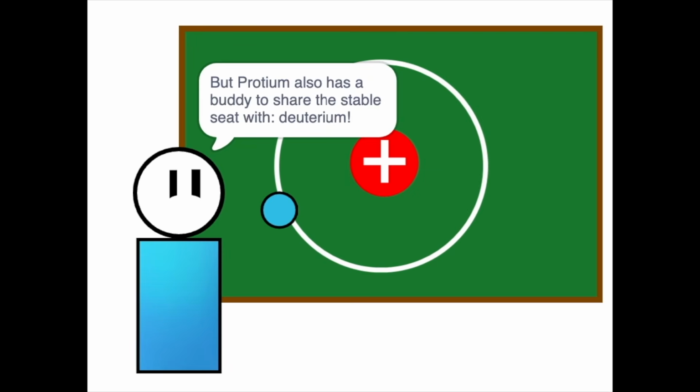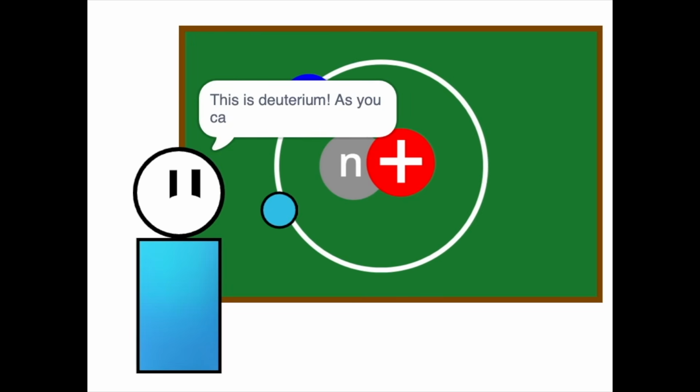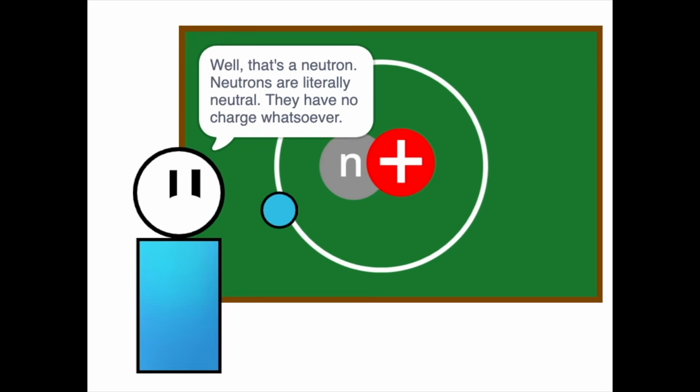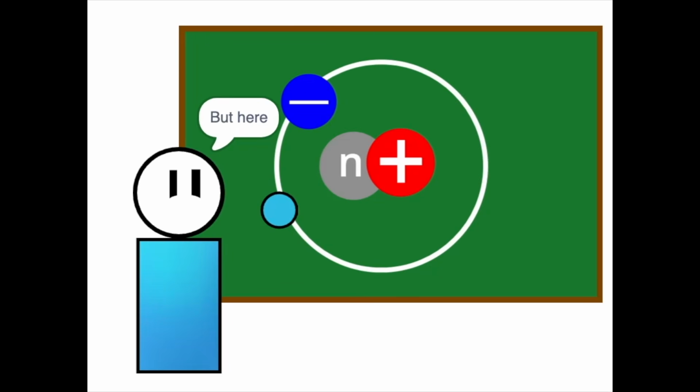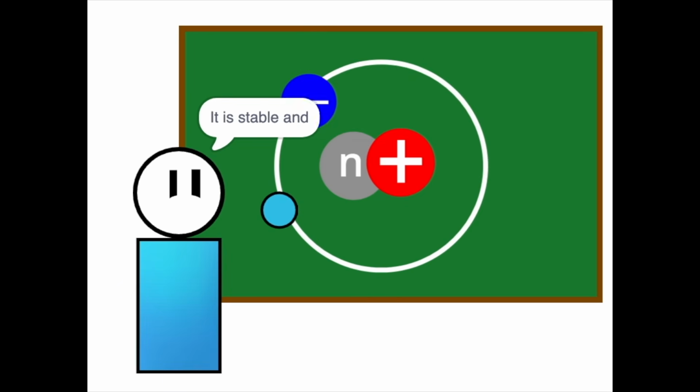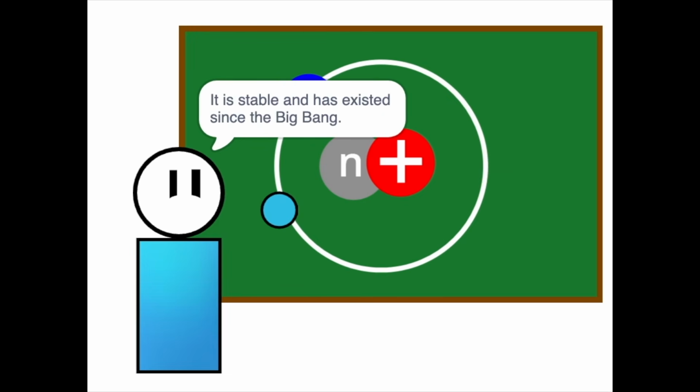But protium also has a buddy to share the stable seat with, deuterium. This is deuterium. As you can see, there's a neutron. You may be wondering why there is an N. Well, that's a neutron. Neutrons are literally neutral. They have no charge whatsoever. But here's a cool fact, deuterium is so stable that it can never decay. It is stable and has existed since the Big Bang.